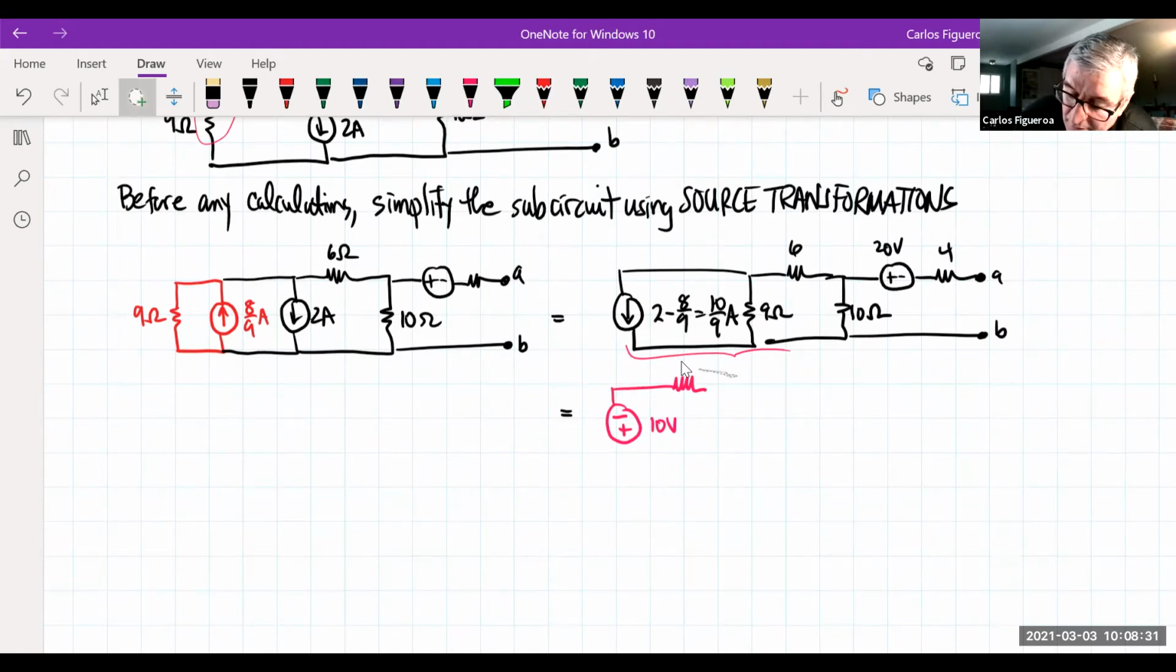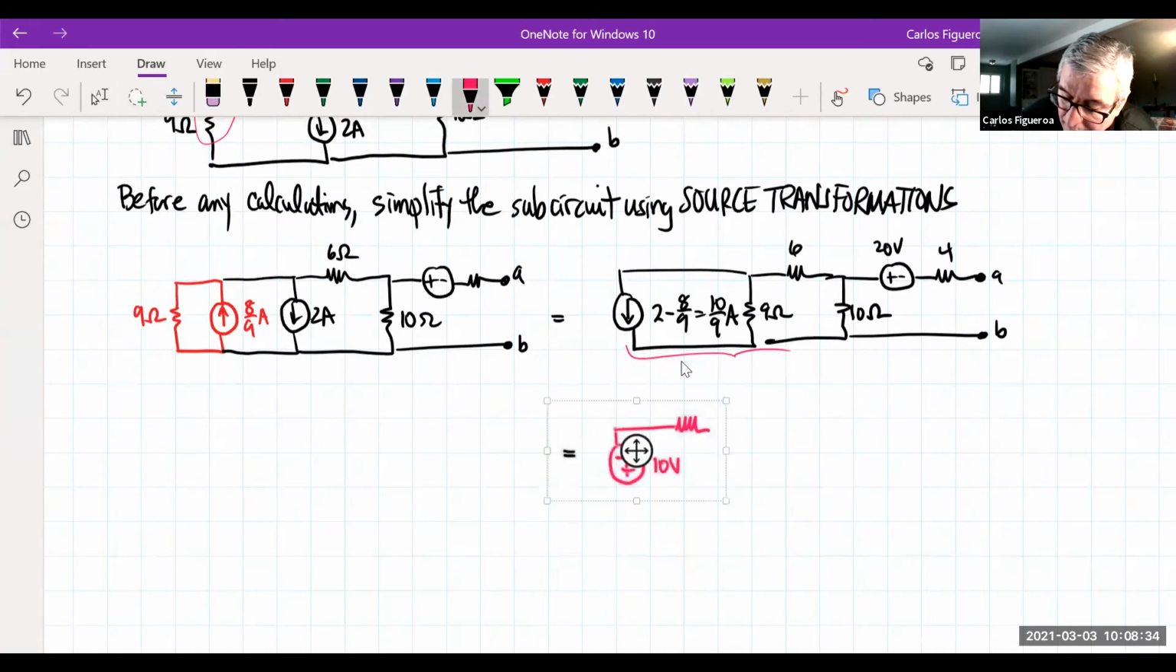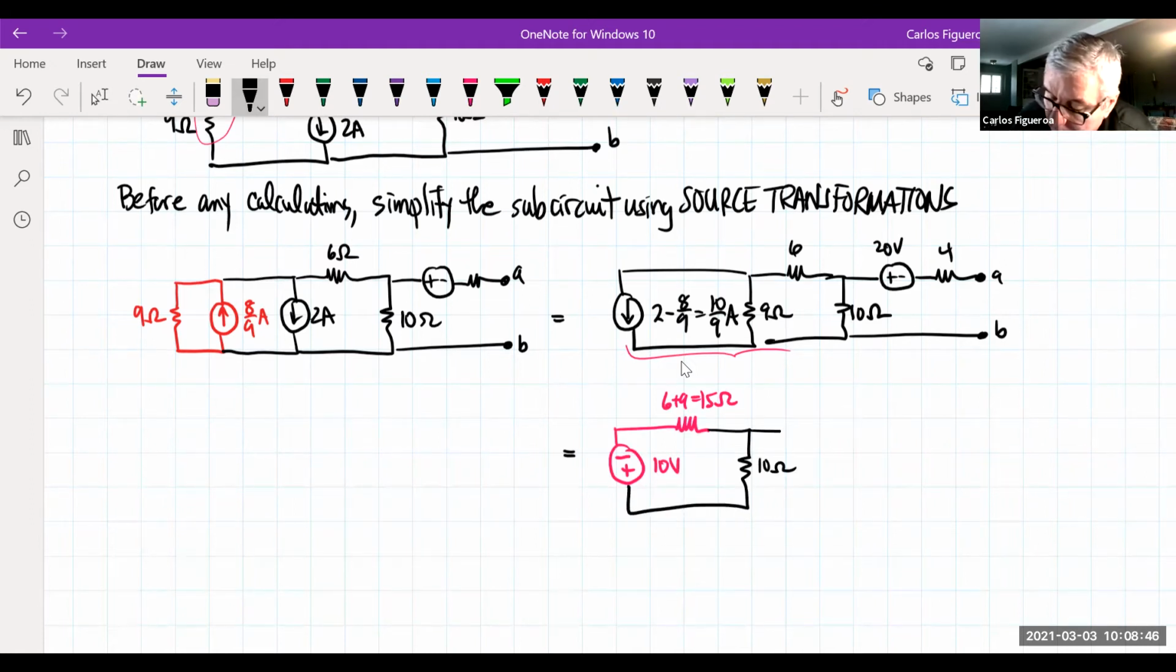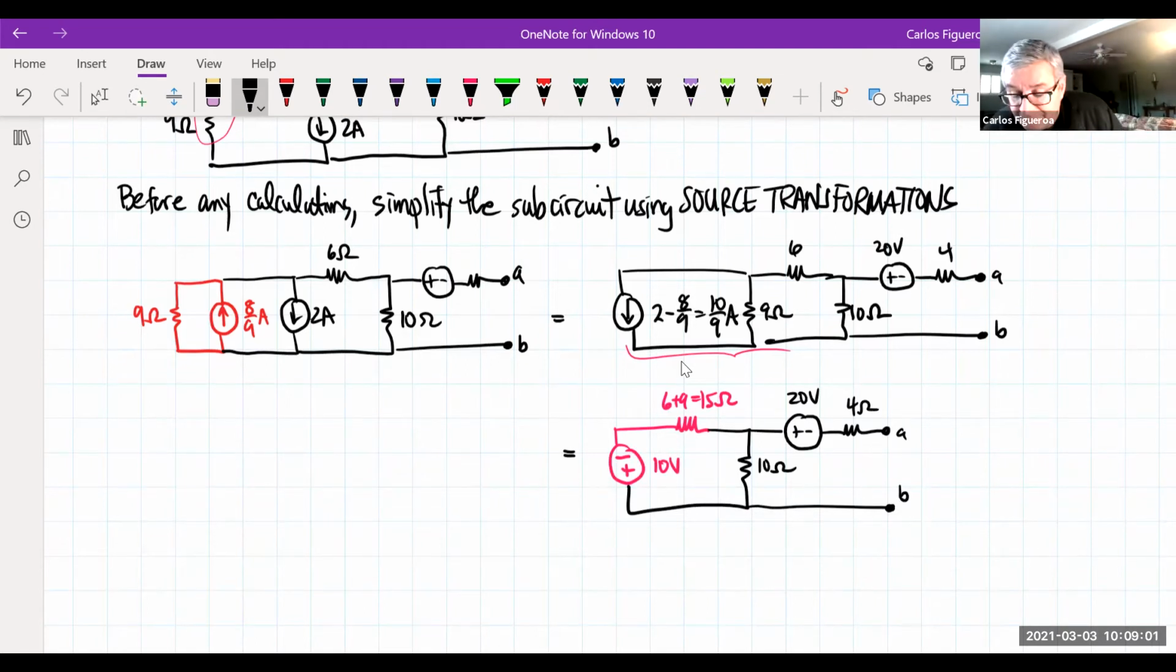You know what? I'm going to move this down a little bit. So this will now be 6 plus 9, which is 15 ohms. And now I have a circuit that looks like this here. And so this is 20 volts, and this is 4 ohms, and that's A, B. And I'm going to just stop right there. I could do another source transformation if I wanted to, but I think for me, that's more than enough because, come on, I effectively right now only have one loop.